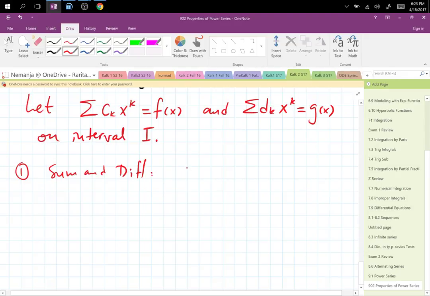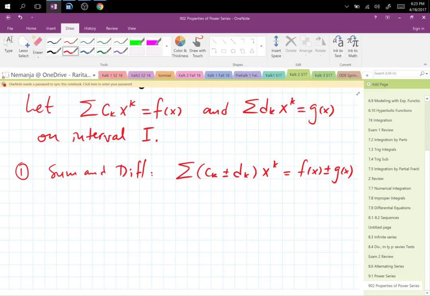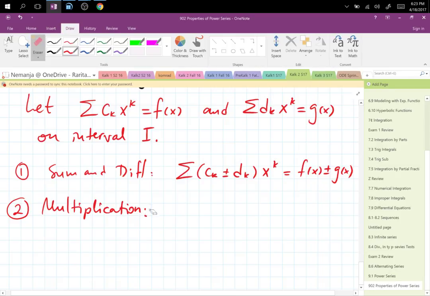It says that the summation of ck plus or minus dk, x to the k, will converge to f of x plus or minus g of x. That's the sum and difference. Number 2, multiplication by a power.